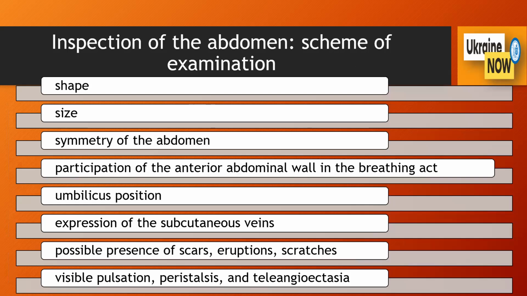Now, the second step of inspection of the gastrointestinal system is inspection of the abdomen. The overview scheme of the abdomen should be as follows. Note the shape, size, and symmetry of the abdomen, participation of the anterior abdominal wall in the breathing act, umbilicus position, expression of the subcutaneous veins, and possible presence of scars, eruptions, scratches, visible pulsations, peristalsis, and telangiectasia.